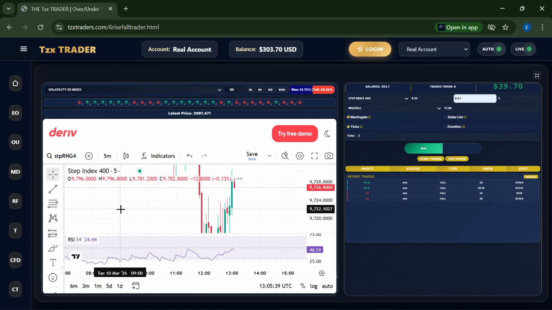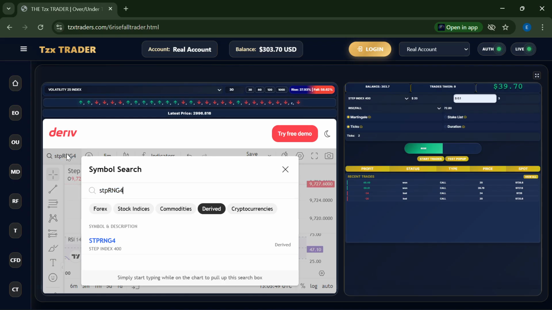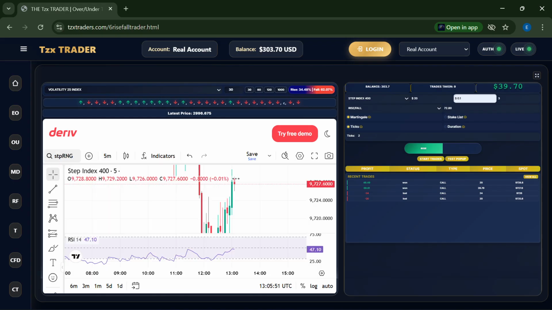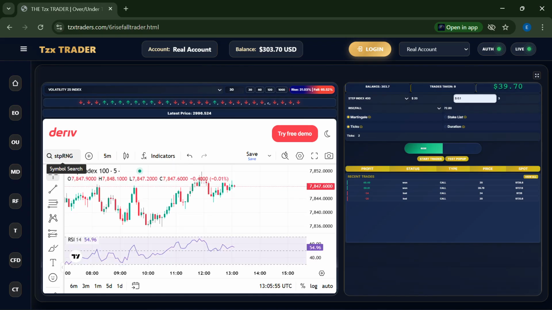So let's see. A fall market. For a fall market, the RSI should be above 50 on step index 100, either 100 or 300. So let's see. So let's see on step index 100 what we will get. On step index 100, we get a perfect fall. This RSI here is above 50. So it means that we can trade a fall market comfortably.